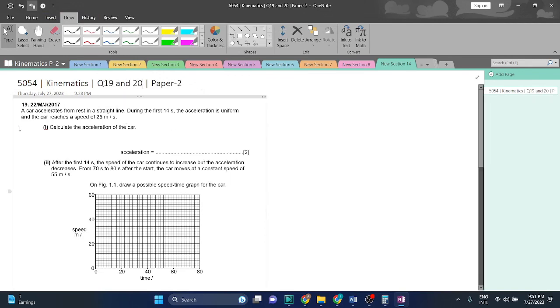A car accelerates from rest in a straight line. During the first 14 seconds, the acceleration is uniform and the car reaches a speed of 25 meters per second. Calculate the acceleration of the car.